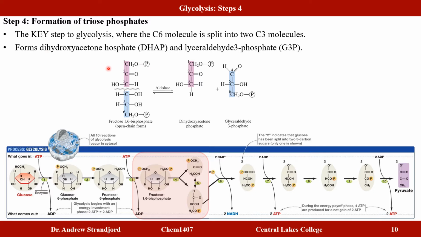The fourth step in the glycolysis process is to take the 6-carbon fructose 1,6-biphosphate, here shown in the open chain form, through the use of aldolase enzyme to form two new 3-carbon molecules. One is dihydroxyacetone phosphate. The other one is glyceraldehyde 3-phosphate.